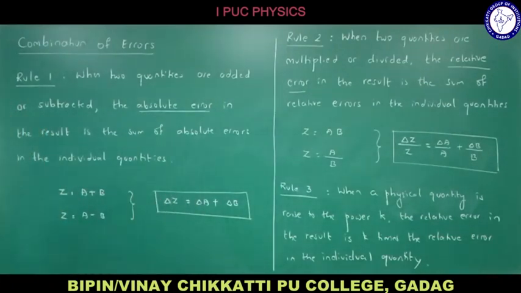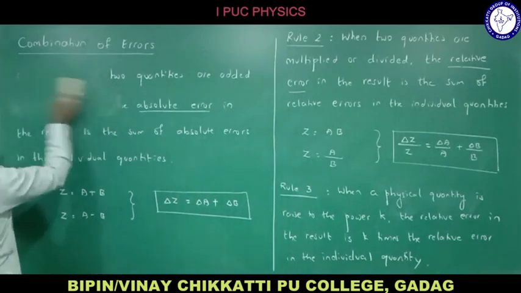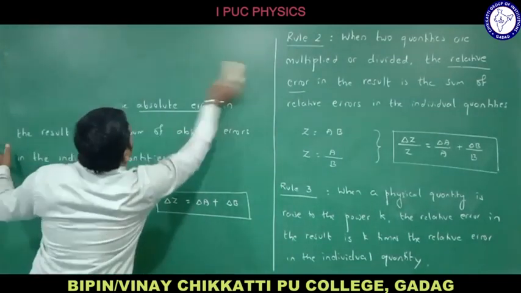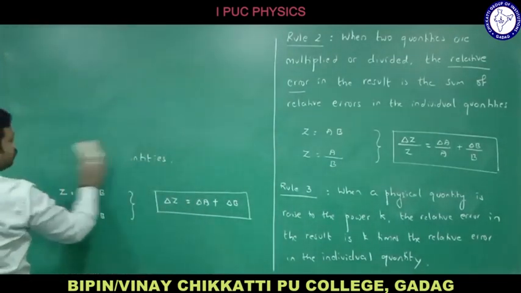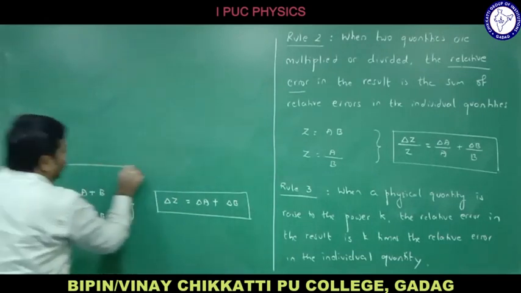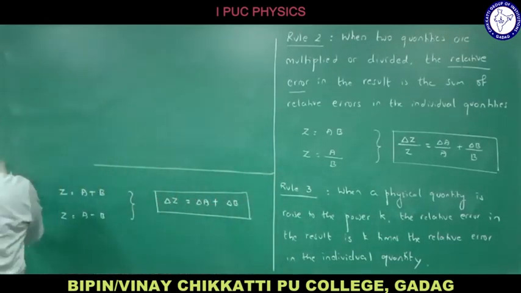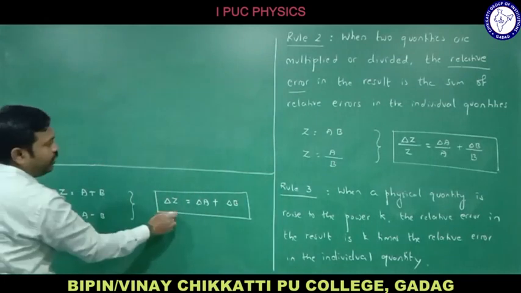Okay. Rule number 3 speaks about a physical quantity which is raised to the power k. Let me take one example so it will be clear to you. Now I am speaking about rule number 3 here. So this is rule number 1, rule number 2, rule number 3.